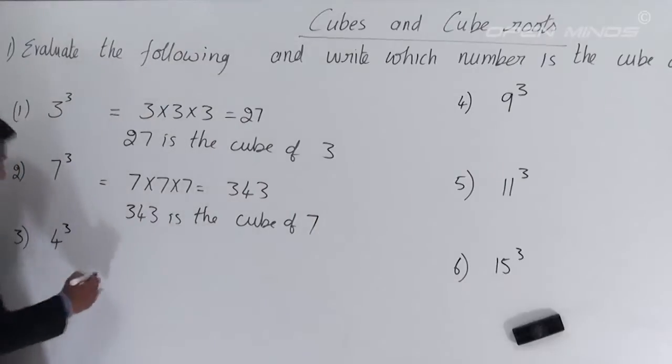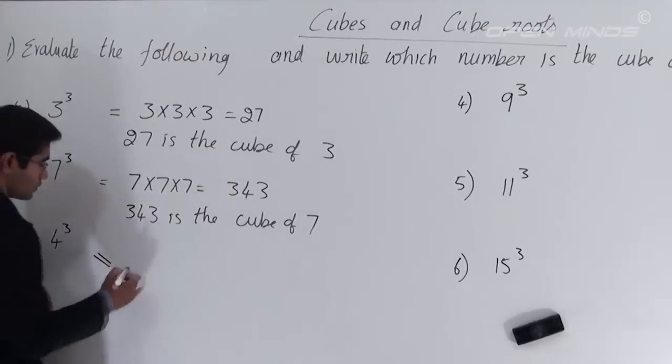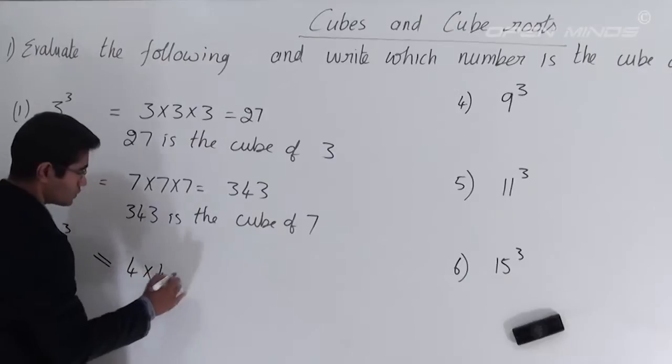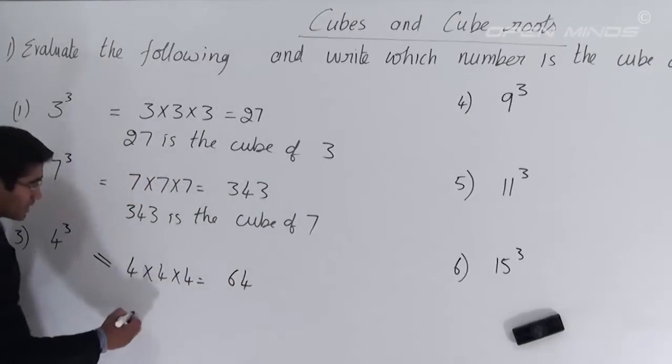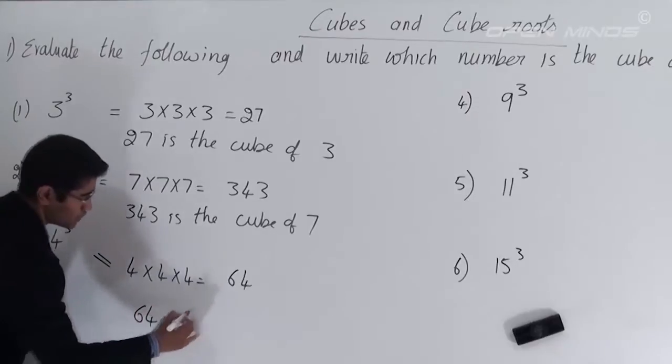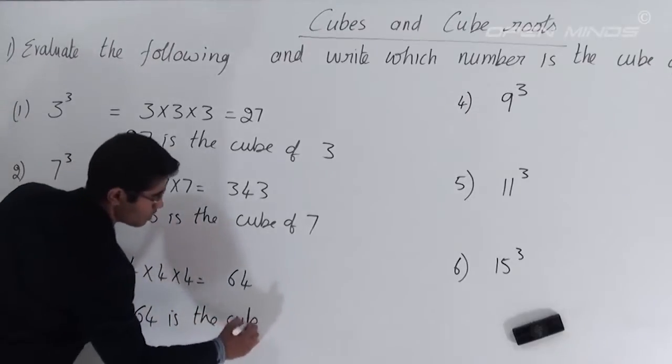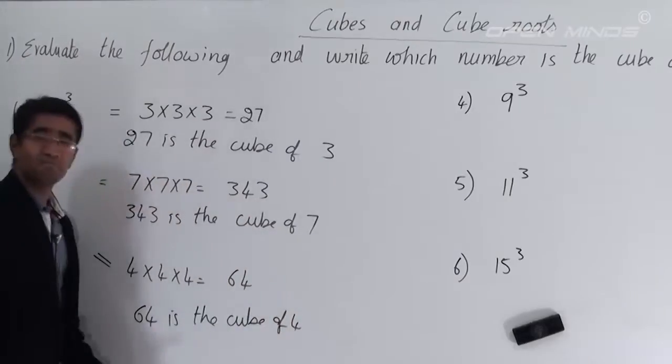Let's go with this one. When I talk about 4 cube, that's 4 times 4 times 4, which is 64. How do you write this? I can write 64 is the cube of 4. That is it, very simple.